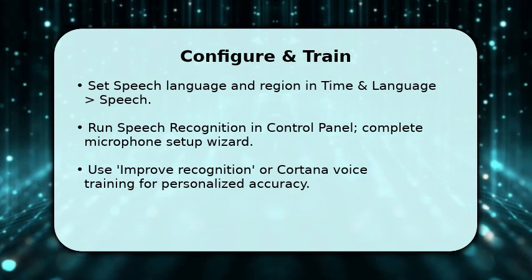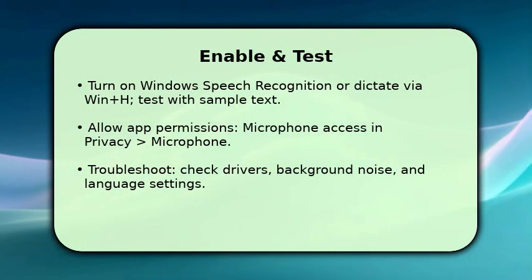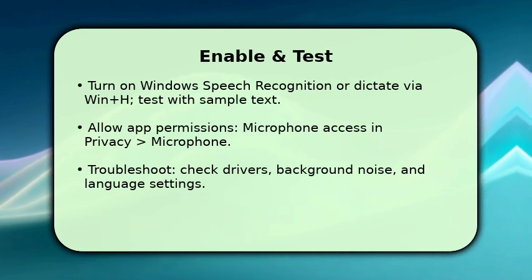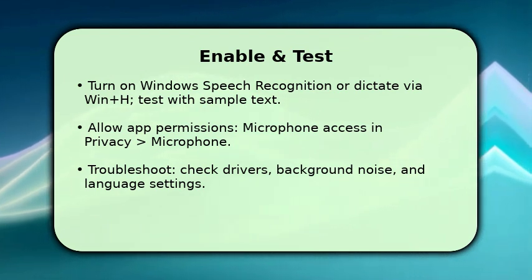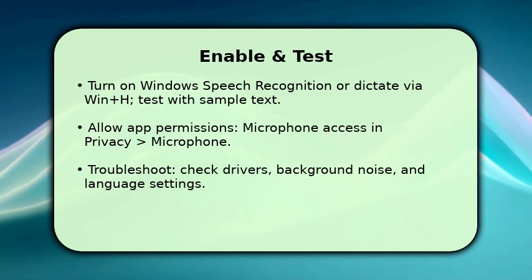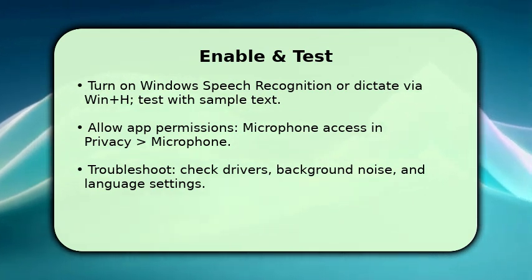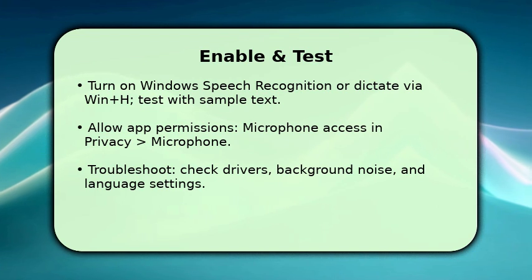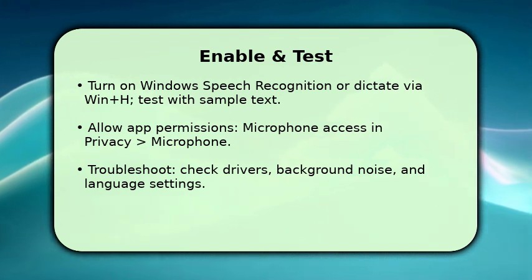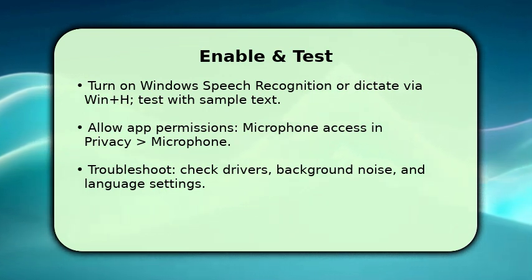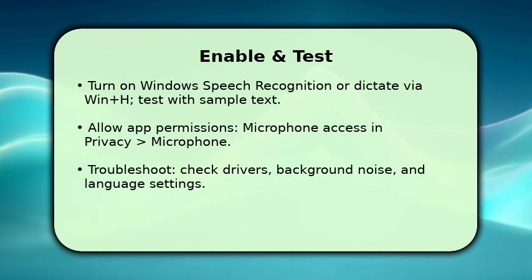Finally, enable speech features and verify they work. Start Windows Speech Recognition or press Win plus H to open dictation and speak a paragraph. Watch for accuracy and latency. Make sure apps have microphone permission in privacy settings so input reaches the recognizer. If results are poor, update audio drivers, reduce background noise, and confirm your speech language matches your keyboard language. A key troubleshooting tip: rerun the microphone setup and voice training if recognition is consistently off. This often.